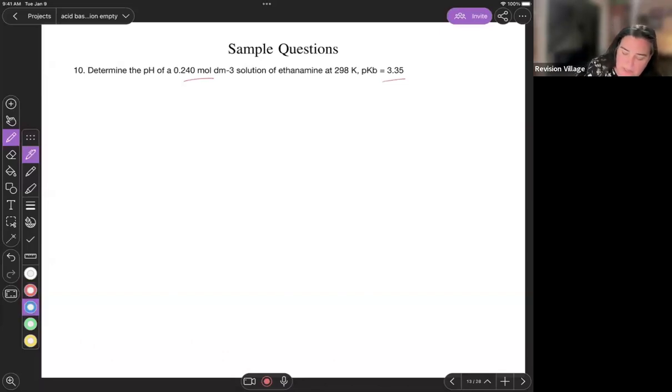So I might consider just jumping in and saying that Kb is 10 to the minus 3.35. It's going to be equal to the concentration of hydroxide squared over 0.240. That would allow me to solve for the concentration of hydroxide. So I did not write down the RICE table. If you look in the notes, you'll of course see it there. I got 0.0104 moles per decimeter cubed for this.